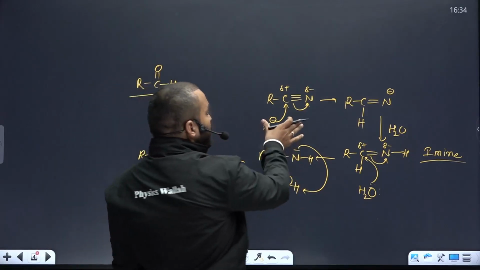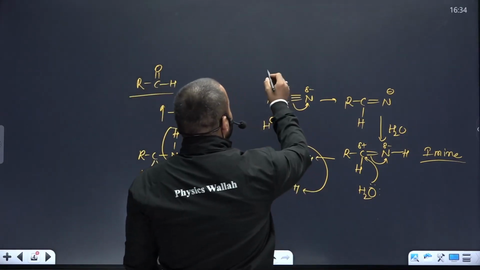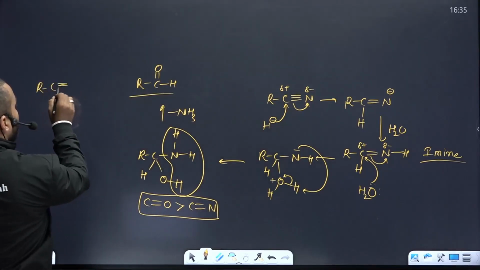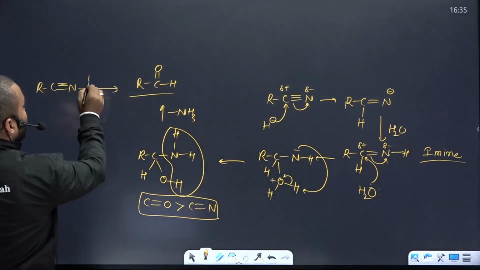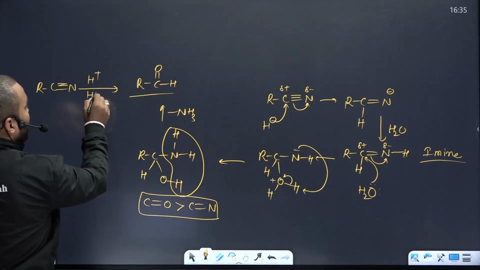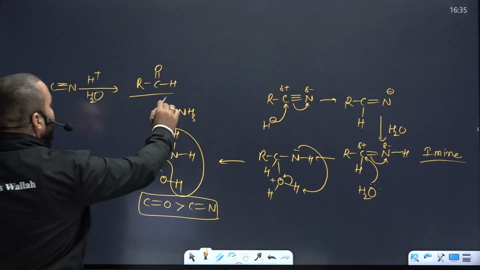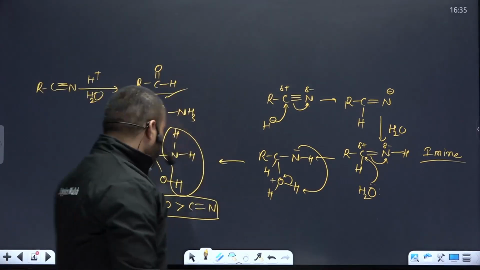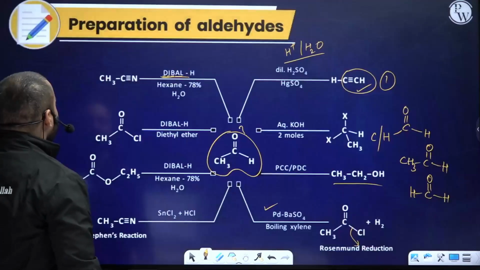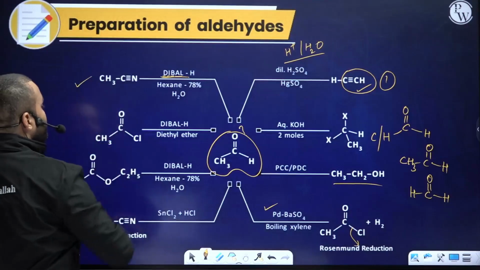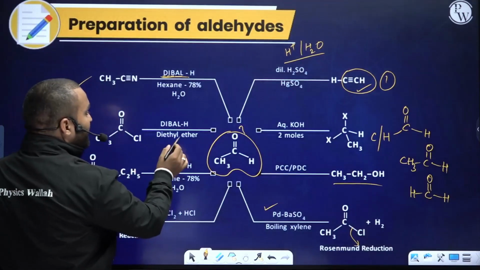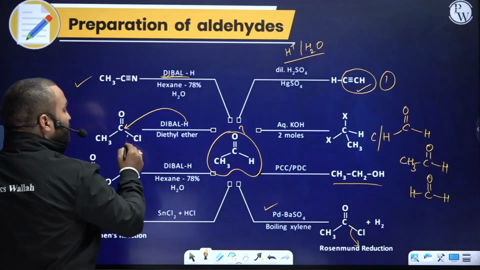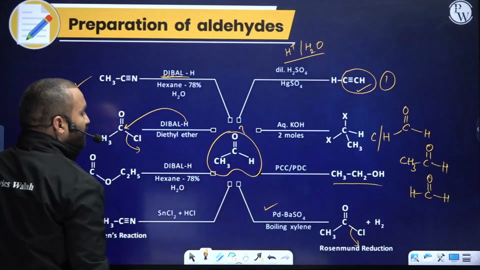You started from nitrile or cyano compounds. So alkyl nitrile, RC triple bond N upon acidic hydrolysis can be forced to produce aldehydes. Clear everybody? Good job. Next reaction is again a DIBAL-H treatment. I have explained to you what DIBAL-H does. This will be kicking out chlorine and you can directly obtain aldehyde.